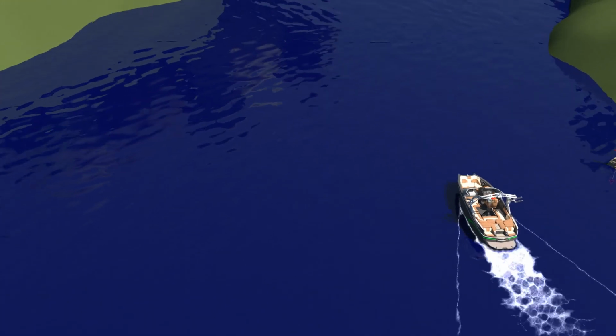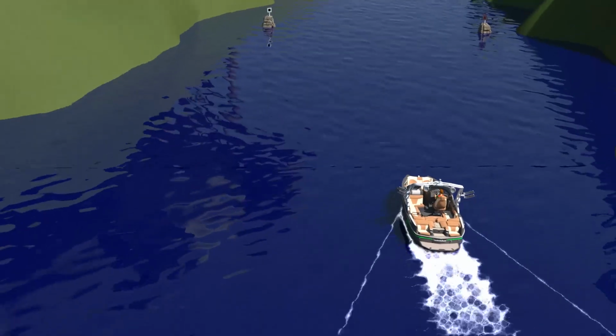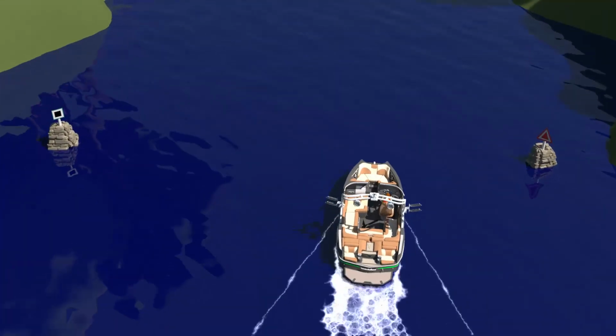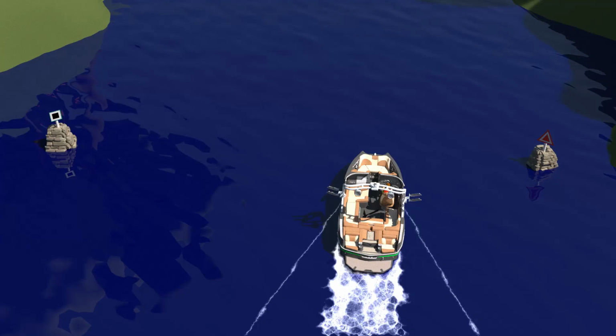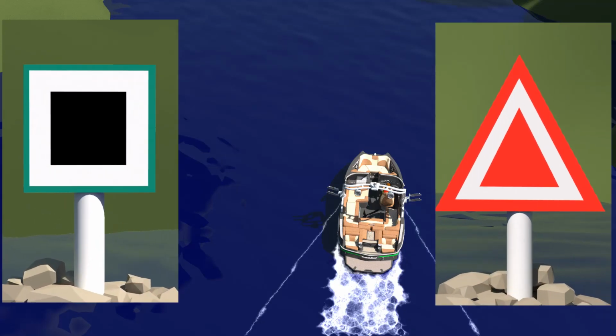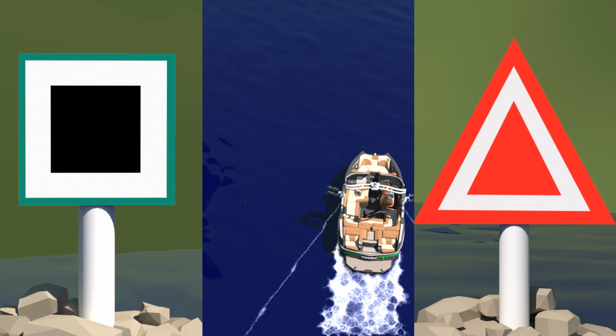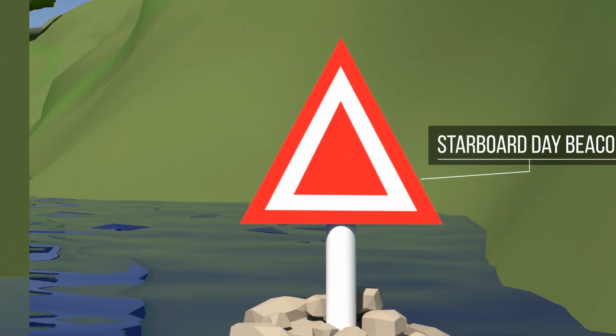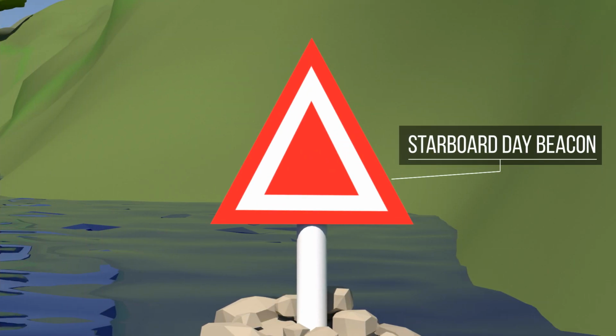In addition to the lateral buoys, we can cross beacons when navigating a channel. Unlike a buoy which is anchored, a beacon is an aid to navigation which is fixed. In Canada, the port and starboard day beacons have the same role as a port or starboard hand buoy. The port day beacon has a black or green square centered on a white background with a green reflective border. It should be kept to your left when heading upstream. The starboard day beacon has a red triangle centered on a white background with a red reflective border. It should be kept to your right when heading upstream.